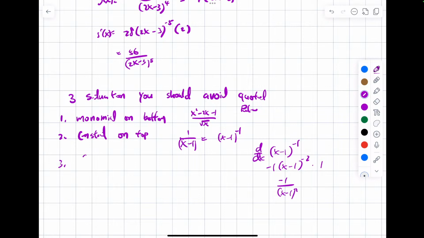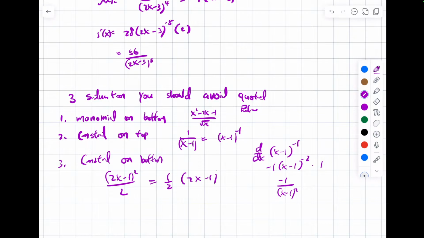The third situation is constant on the bottom. So let's say 2x minus 1 squared over 2. I don't take a derivative using quotient rule because I can just look at 1/2 of 2x minus 1 squared. I can do a chain rule. So second and third situation use a chain rule. Today's homework should be fairly easy.